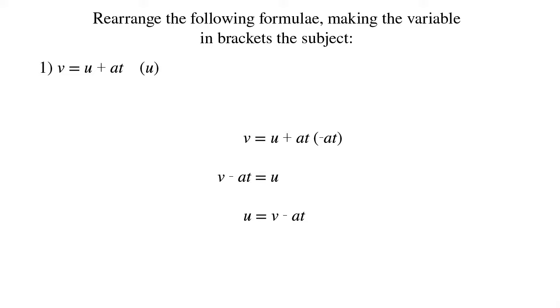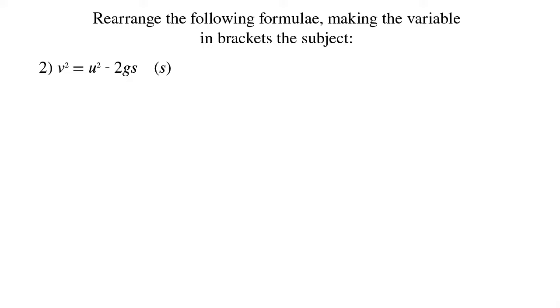Now let's look at question 2. v squared equals u squared minus 2gs. We need to rearrange so that s is the subject. It might be good in the first instance to rearrange the right hand side by putting the minus 2gs first and then add the u squared. We haven't changed the meaning or the sense of our formula, we've just rearranged our two terms, keeping the signs that are appropriate with each of the terms.